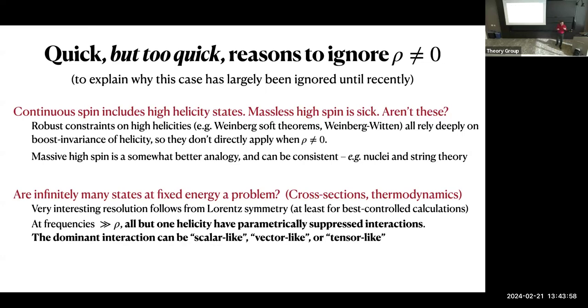And this culminated essentially in the result that if you want anything non-trivial, it's helicity 2 or less that works, and you run into problems starting at helicity 3 and higher, at least for the bosonic case. And there are exceptions, and they're interesting exceptions, but that's largely the result of these Weinberg soft theorems and the Weinberg-Witten theorem. I came in, along with Natalia, with the goal of generalizing these results to just show that the rho not equal to zero case was just forbidden.